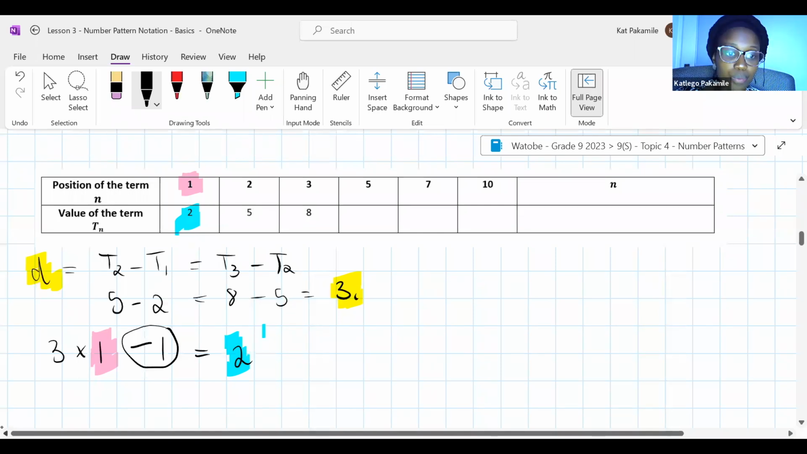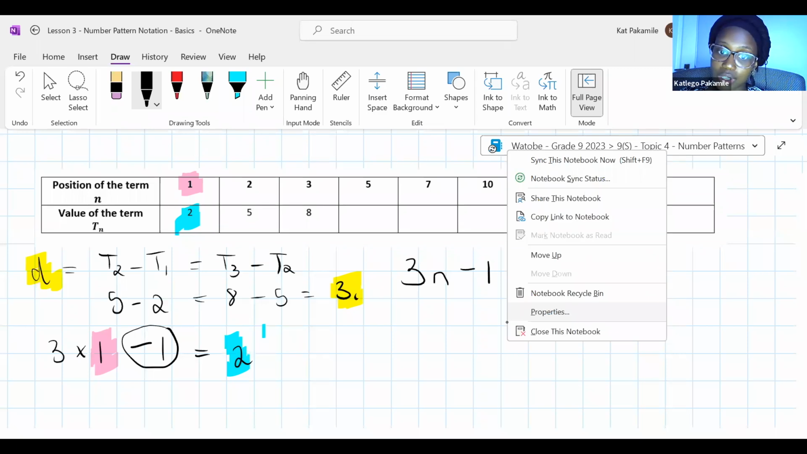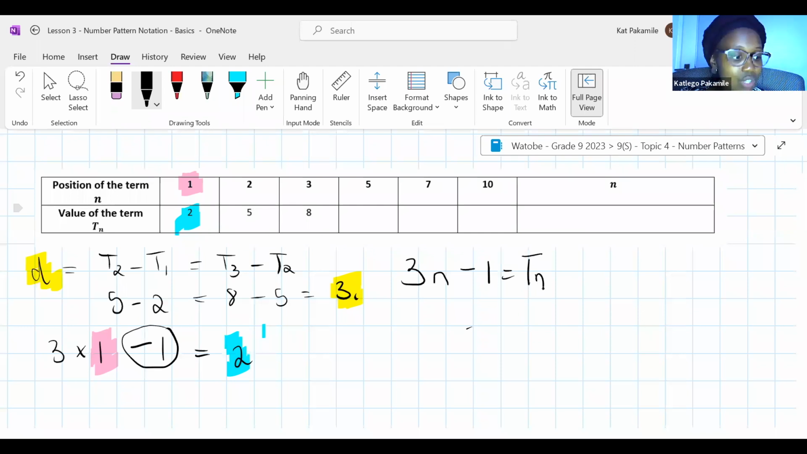So now, instead of writing it in those long sentences that I used in our previous lesson, you can just say 3 times N, which is what we multiplied the position by, minus 1, which is what we just established you need to subtract, will be equal to TN. Do we understand this notation, guys?